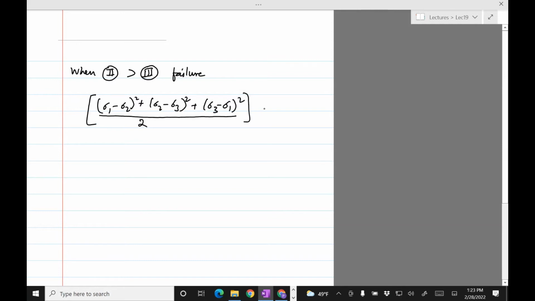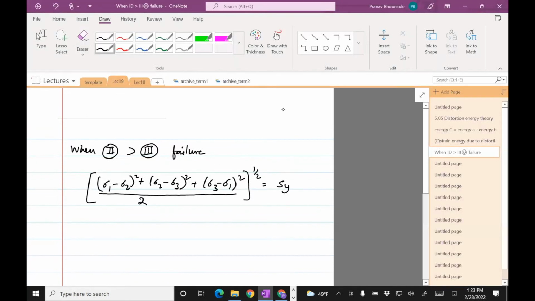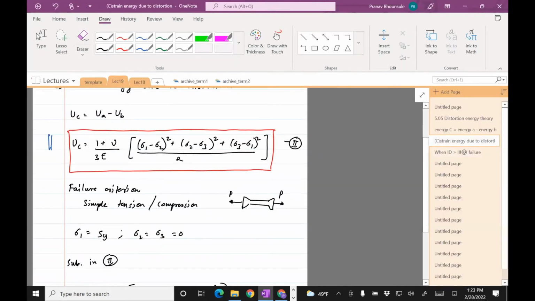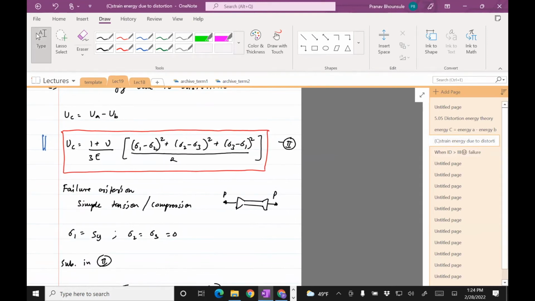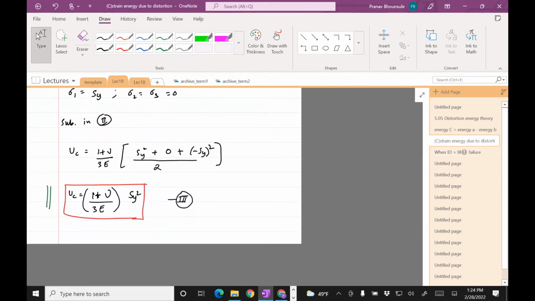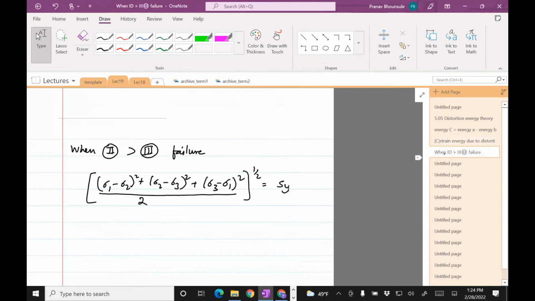Okay, so what I'm going to do is instead of keeping the square, I'm just going to take the square root. So this raised to half equals Sy. And what I did here was I just took square roots of both sides. I took this 2 and took the square root, I took this one and took the square root.